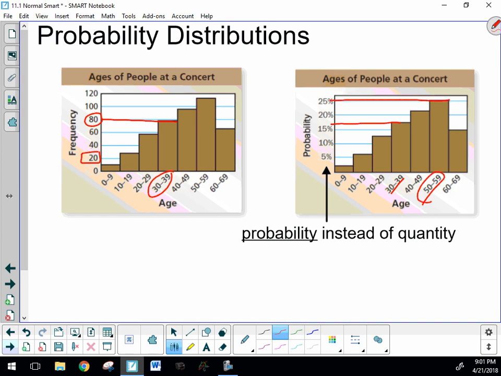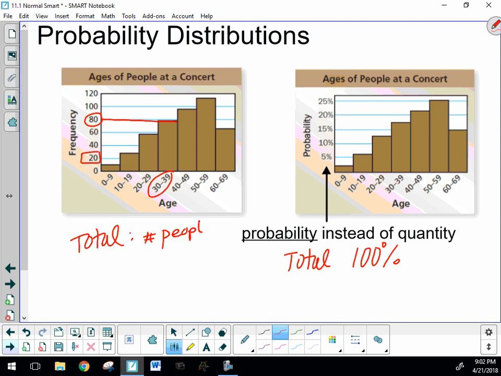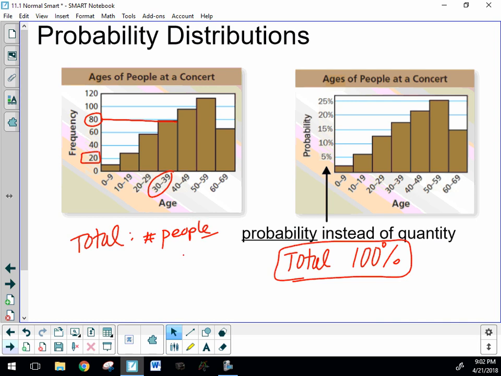Now, one of the advantages of a probability distribution instead of a frequency distribution is that if we've displayed all of the data, we know that the total of all of those bars, if we added them up, would be 100%. Whereas with this one, if we added them all up, it would be whatever the total number of people. So sometimes it's nice to know the total number of people, but sometimes it's advantageous to just be able to calculate the percent and know that the total percent is going to be 100%.